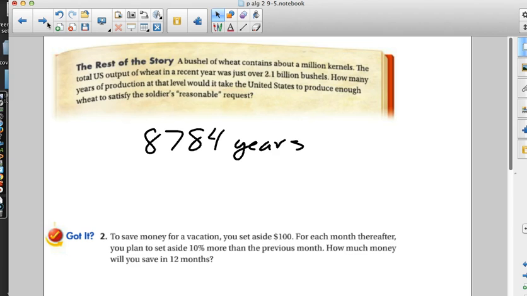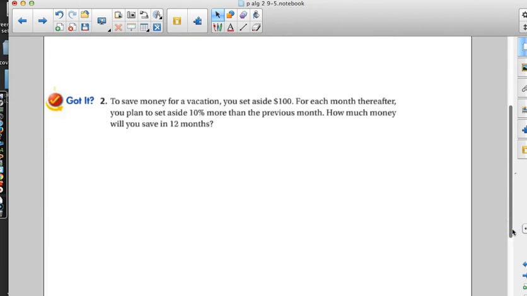All right. Little bit of word problem that's going to be geometric here. It says you are going to save money for a vacation. Excellent for you. That's what you should do. You set aside $100. Okay, it's probably going to take a little more than that. For each month thereafter, you say, you know what, I'm going to put the $100 in there, but I'm also going to put another 10%. And I'm going to try and increase this up here. And it says, how much money will you save in 12 months?